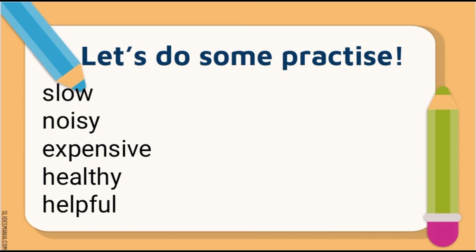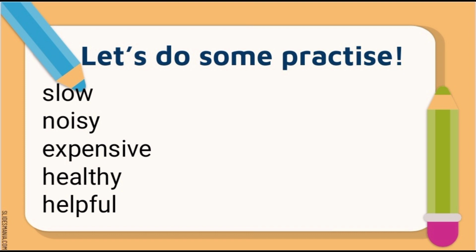Now, let's start with slow. Slow, one syllable, right? So, slow, slower than, the slowest. Okay, next we move on to noisy. Noisy. Remember noisy? You have to drop the Y and add IER and IEST. For example, I am noisy. My brother is noisier than me. And my sister is the noisiest.